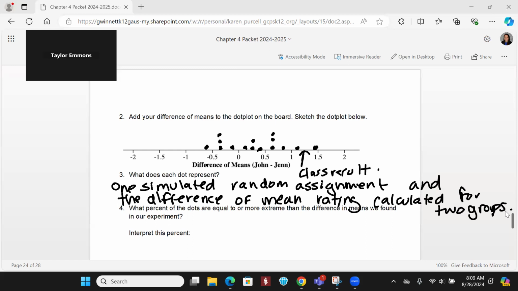Okay, so how many dots do we have in total? 7, 8, 9, 10, 11, 12, 13, 14, 15. So we have 15 dots in total. What percent of the dots are equal to or more extreme than the difference in means we found in our experiment? So we found this one right here. That was 1.26 from our experiment. So from the original, we were 1.26. So how many are at or above that mean? 1 out of the 15, which is going to give us 0.067, which is 6.7%. Everybody see how we did that? Okay, so we said there's 15 dots, and there's one dot that's above or at our class rating that we got from the original.